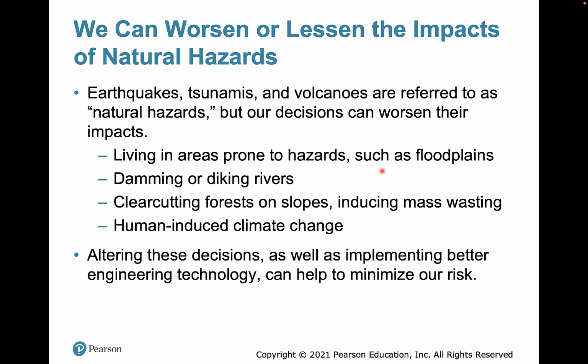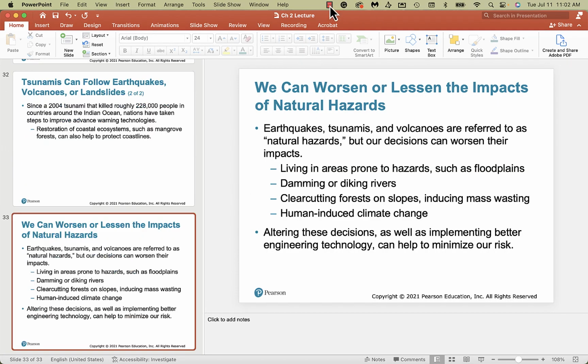If you change the flows of rivers, you're more likely to get flooding. If you clear-cut forests on slopes, like I had spoken about with California, you're going to set the stage for more mass wasting, right? And because we are exacerbating natural climate change, we are making some of these situations even worse. If we make smarter decisions, and we have the ability to engineer solutions, that can also help minimize our risk. Okay, so there's a brief introduction to geology.